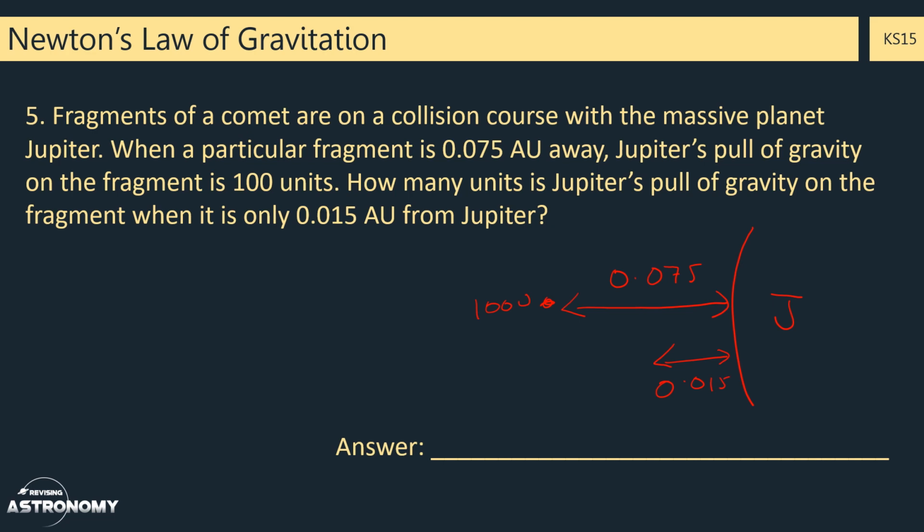Well, we know it's going to be larger because it's closer to Jupiter. So firstly, we need to find out how many times closer it is. So to do that, we'll do 0.075 divided by 0.015, which equals 5. We know that it's going to be 5 times closer, so the pull of gravity will be proportional to the square of 5, which is 25. So it's going to be 25 times larger. So if it was 100 units, 25 times 100 to give us the exact pull of gravity means it would be 2,500 units.